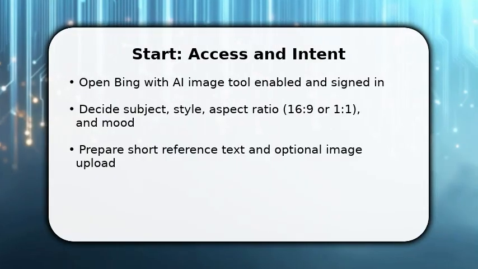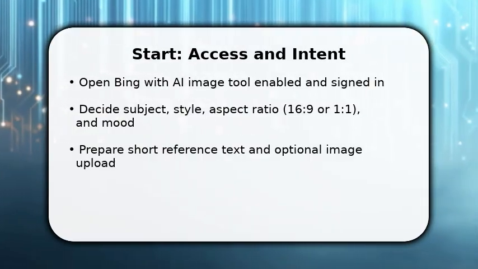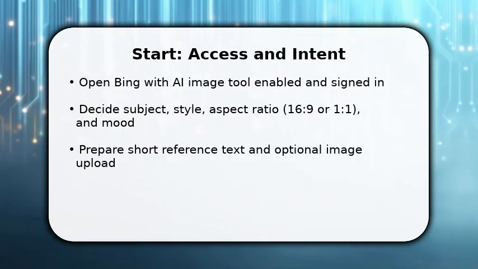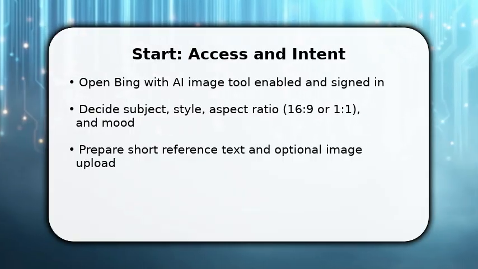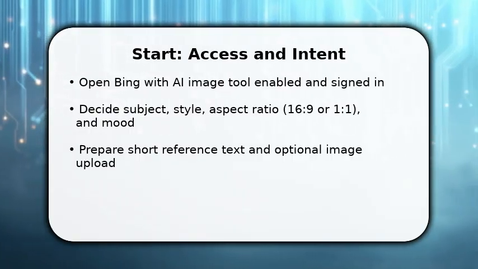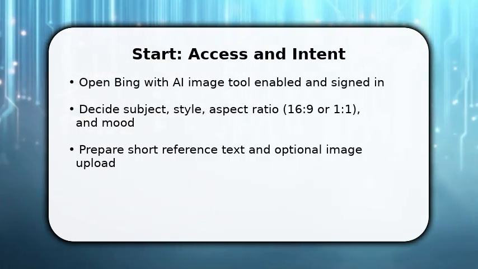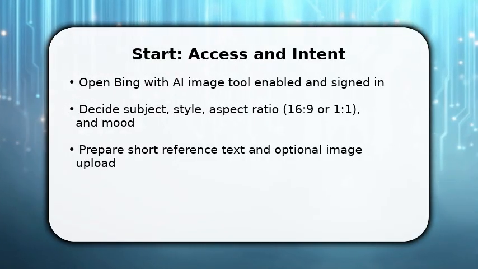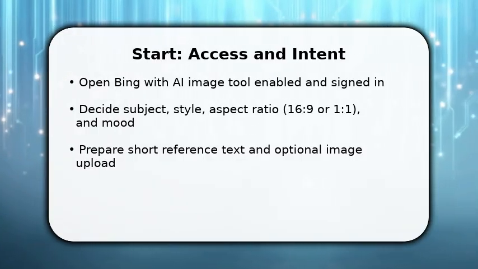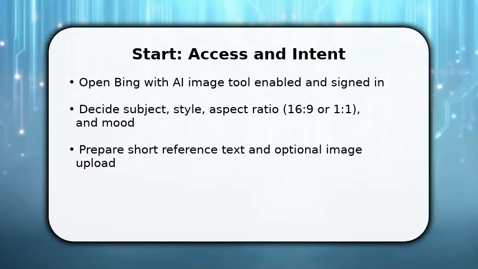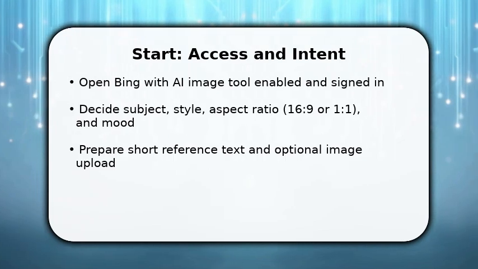You begin by opening Bing and navigating to the image generation panel. Make sure you are signed in so prompts and settings are saved. Next, define your intent, what subject, artistic style, and aspect ratio you want, because that guides every parameter. Once done, write a concise reference line describing the scene, color palette, and perspective, and optionally upload a reference image to ground the result. Follow these first actionable steps now, so the generation produces useful, controllable outcomes.